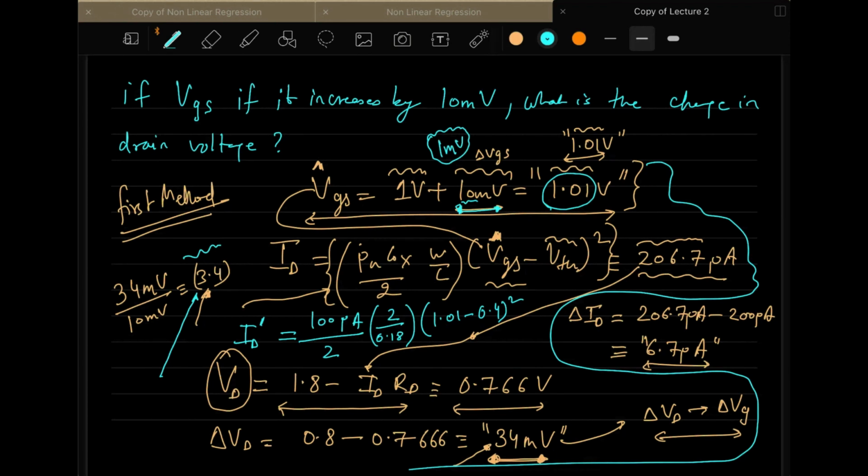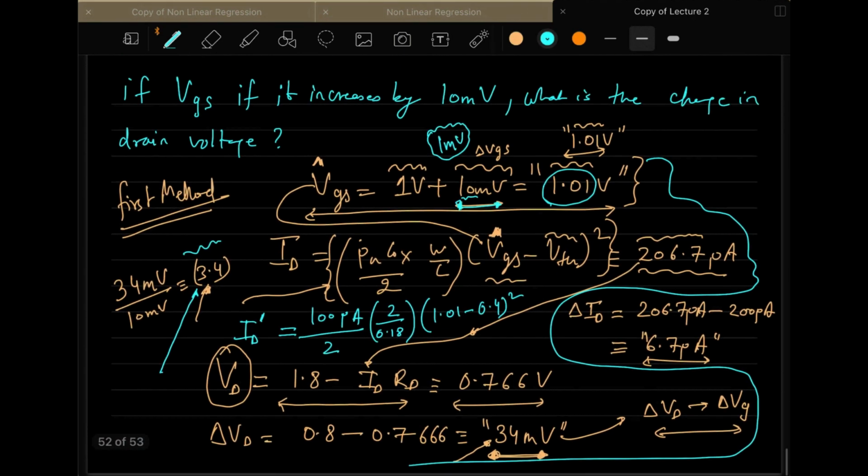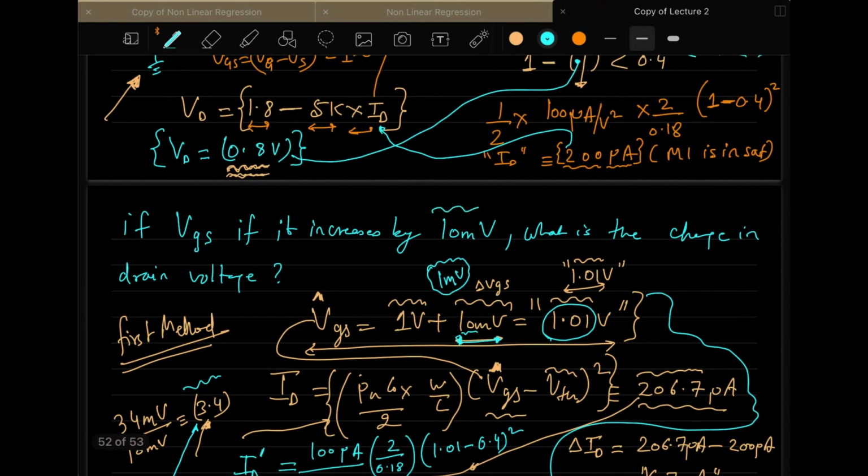So what is the second method for doing it? As you can see, the second method is very easy, and it doesn't require that much time. You know that this is a 10 millivolt change, and your original voltage is 1 volt, and you are changing only 10 millivolts. This means you are actually working in small signal analysis mode.